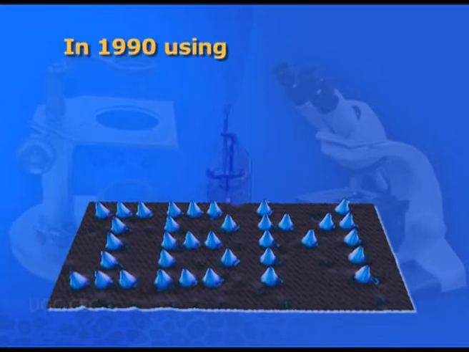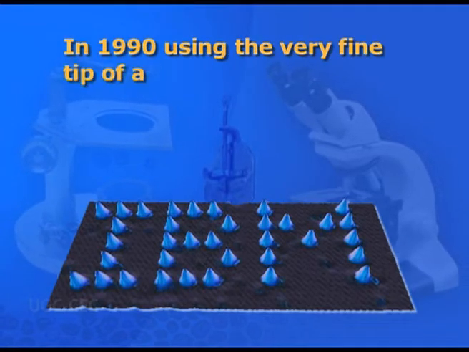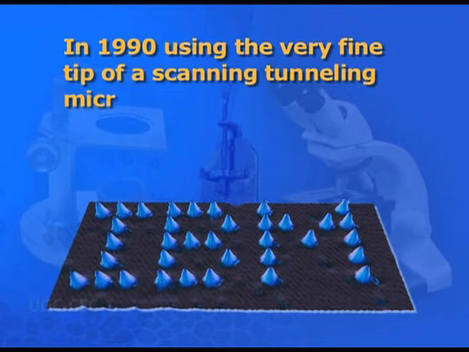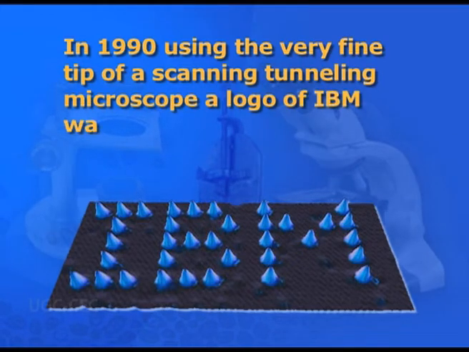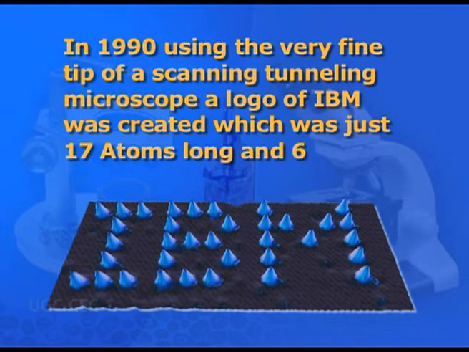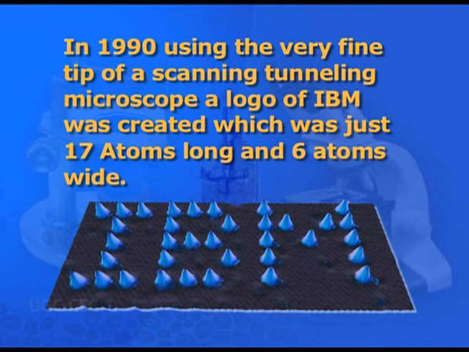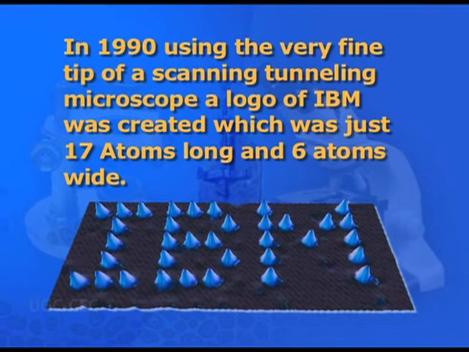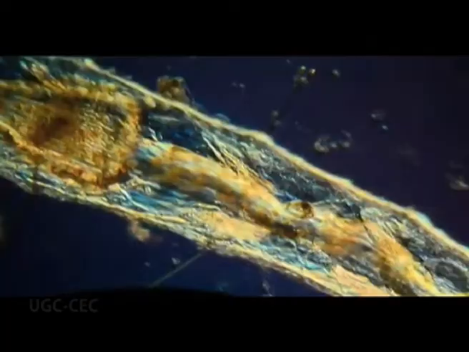In 1990, using the very fine tip of a scanning tunneling microscope, a logo of IBM was created, which was just 17 atoms long and 6 atoms wide. It is the smallest architecture ever created. Today in this class we will be studying about these instruments which are called microscopes and various techniques which are employed in microscopy.